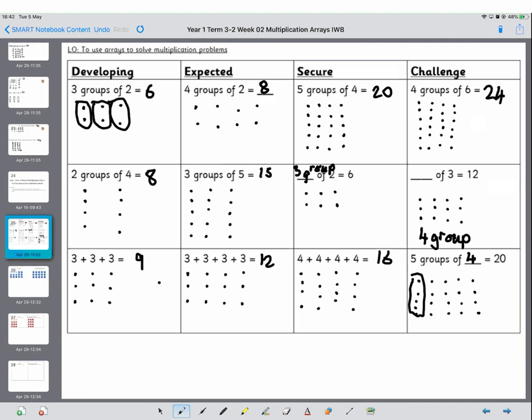Okay. So now we're going on to just revising and looking at all the different ways we can use arrays for multiplication.